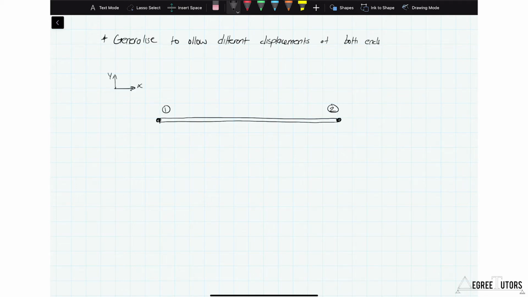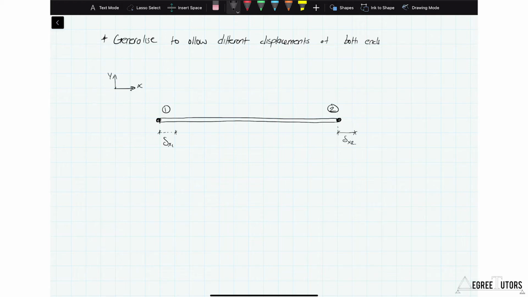Okay, so we've got a bar here with node 1 and node 2, and we've set up an XY axis system. So what we have here potentially is a situation where node 1 could have displacement delta x1 and node 2 could have displacement delta x2, because remember, this bar we're assuming is part of a larger structure. It's an element within a larger structure, and as a result, because there's likely to be other members joining at node 1 and other members joining at node 2, we're likely to have different displacement magnitudes at each end.